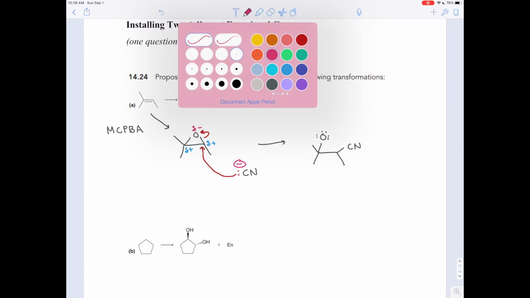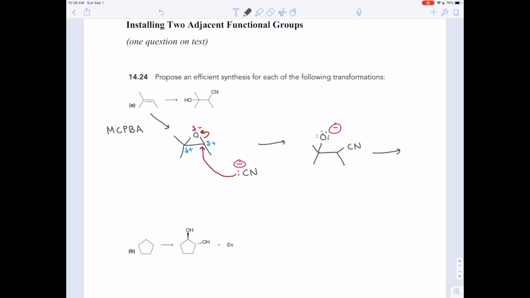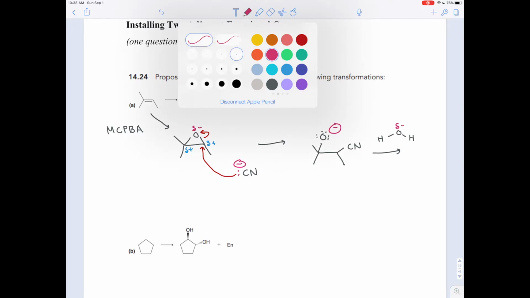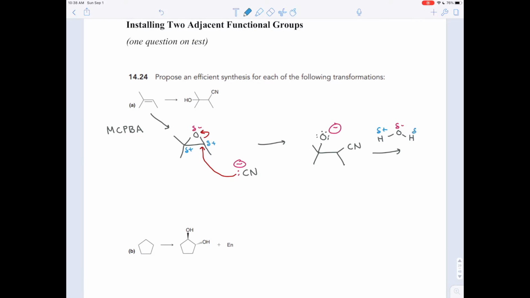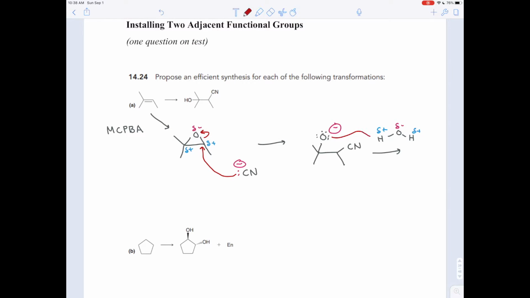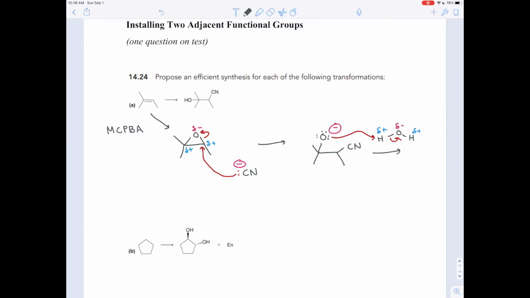So what you can do is add water. When you add water, it gives a source of hydrogens for that oxygen to attack. The oxygen on water is slightly negative, the hydrogens are slightly positive, and so that oxygen on our molecule of interest can attack one of those hydrogens and steal it, and you'd be left with the molecule we want.